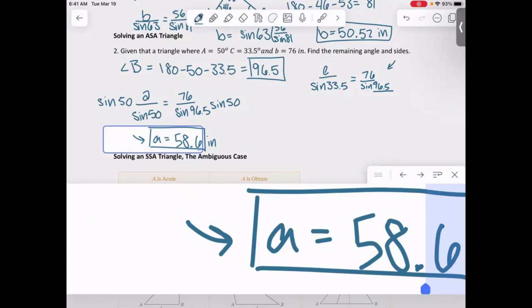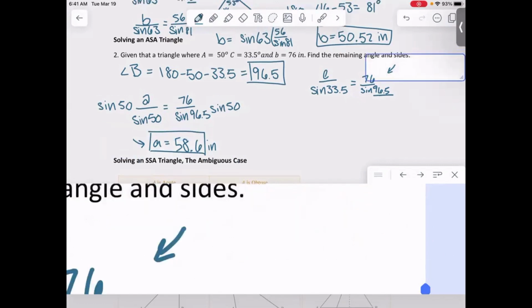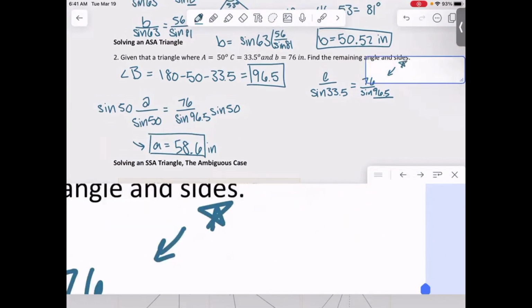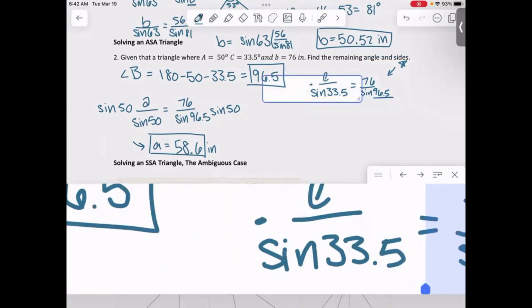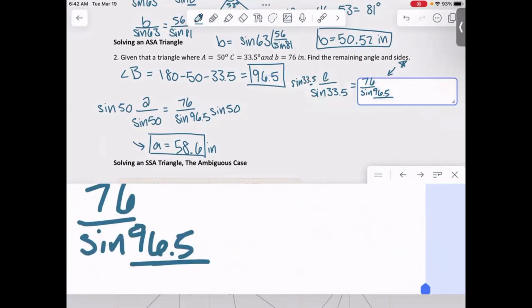So my recommendation is always go back to the original, go back to what you know from the get-go in order to solve these, especially when we're using trigonometric functions, because that's going to be the most accurate. So that's why we chose to use B over sine B instead of A over sine A. Okay, same process. Multiply that sine of 33.5 to both sides.